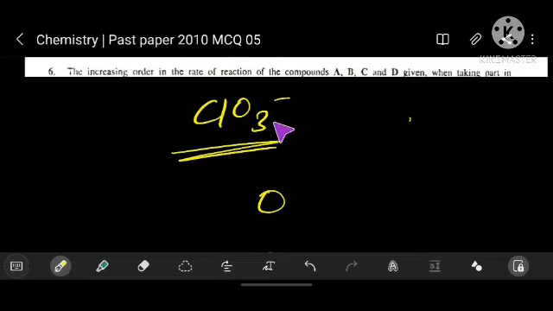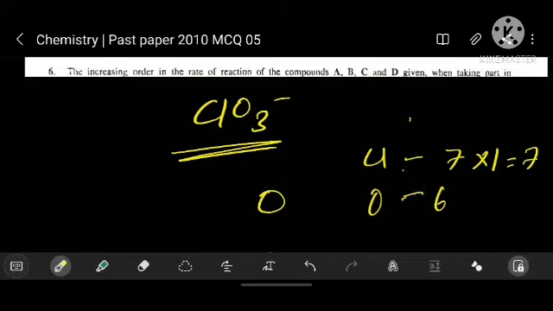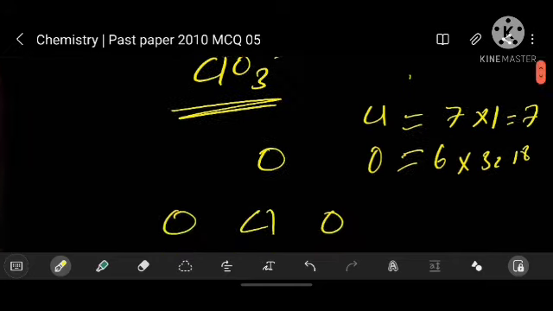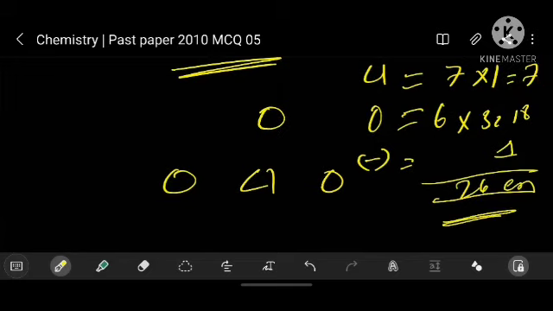Now we're going to count the total valence electrons in this compound. The valence electrons for chlorine is 7, and we have 1 chlorine atom, so 7 into 1 is 7. For oxygen, that is 6, and we have 3 oxygens, so 18, and we have one minus. If we have a minus charge, then we add 1 electron. Totally we have 26 electrons.